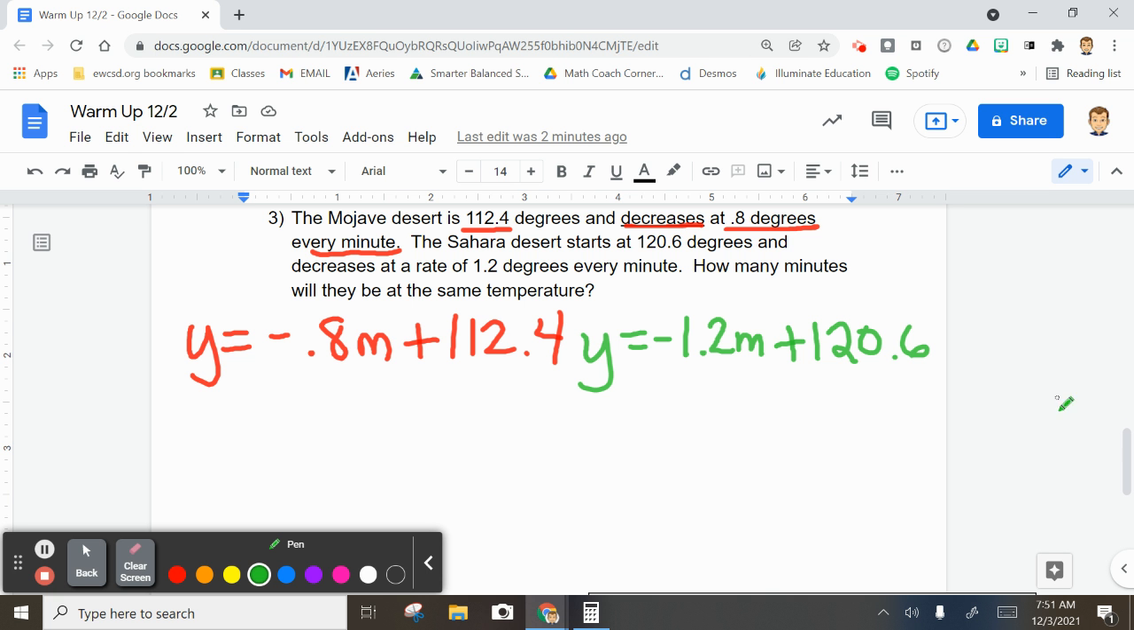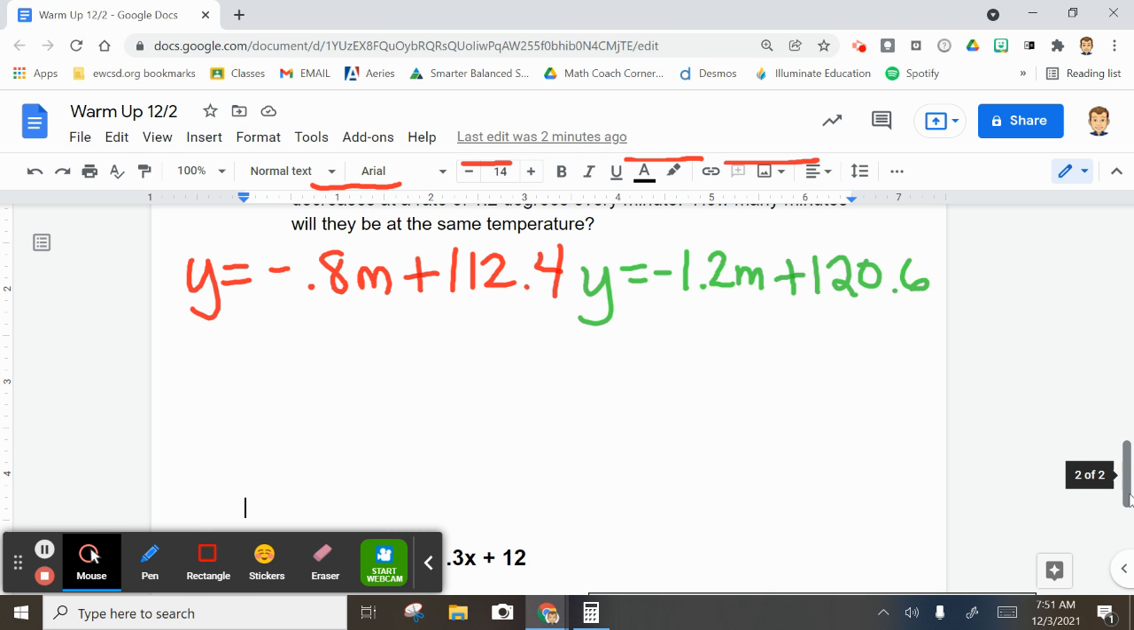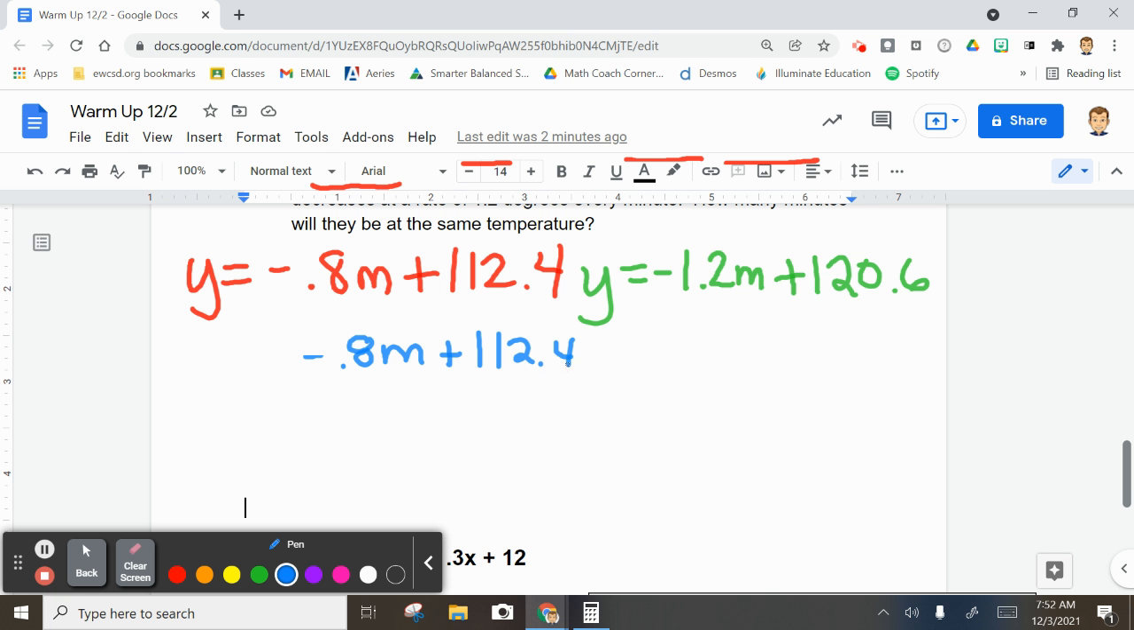What I wanted you guys to notice is I'll use a different color and I'll screw it down here. That you are going to set these equal to each other. You guys are good at this. So I'm going to set this equal to each other. So look at what I got going on here. I am going to go negative 0.8 m plus 112.4 equals negative 1.2 m plus 120.6. Okay?